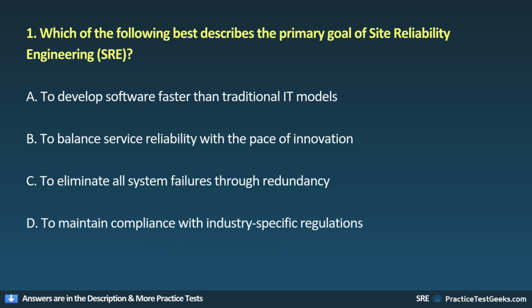1. Which of the following best describes the primary goal of site reliability engineering, SRE? A. To develop software faster than traditional IT models. B. To balance service reliability with the pace of innovation. C. To eliminate all system failures through redundancy. D. To maintain compliance with industry-specific regulations.